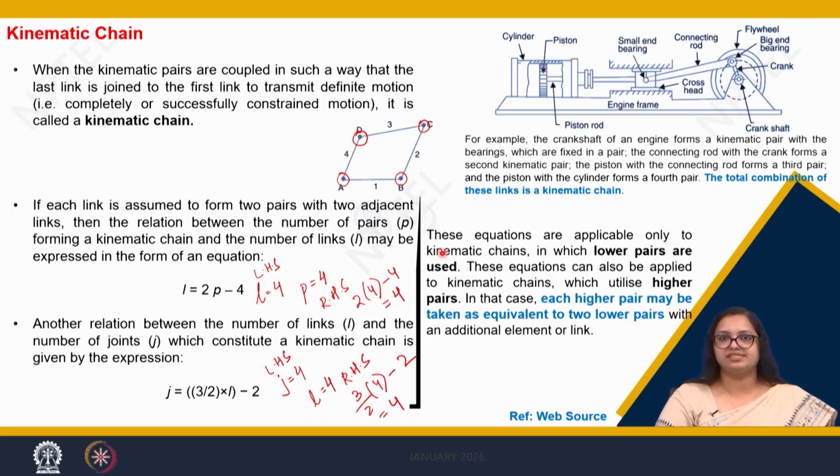Now there is another disclaimer here. These equations are applicable only to kinematic chains in which lower pairs are used, that is, where there is surface contact. These equations can also be applied to kinematic chains which utilize higher pairs. In that case, each higher pair may be taken as equivalent to 2 lower pairs. So if there is a point contact or a line contact, we would consider it as 2 lower pairs because point and line contact are higher pairs.